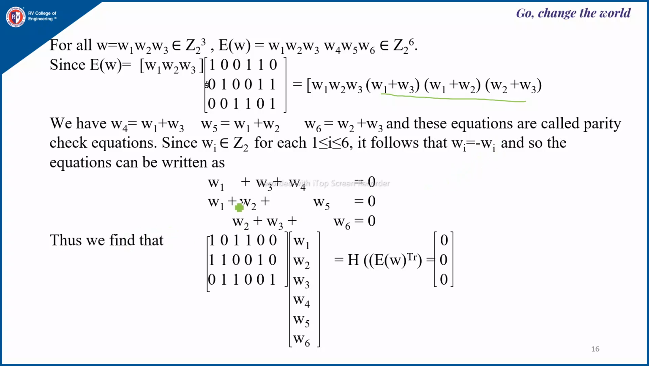So we find that the matrix for these equations will be 110. So the w1 is here. Here there is no w1, so it is 110, then 0, 1, 1, then 1, 0, 1, then 1, 0, 0, 0, 1, 1, 0, 1, 0, then 0, 0, 1. If you multiply it by w1 to w6, then H times the transpose of the encryption of w will be 0. So it means that it is a correct code word.